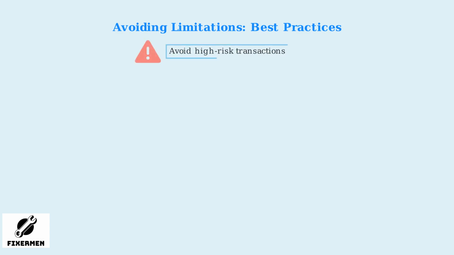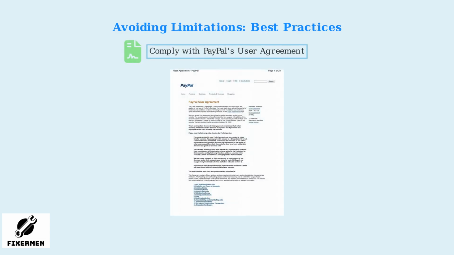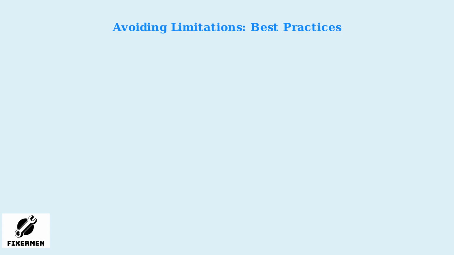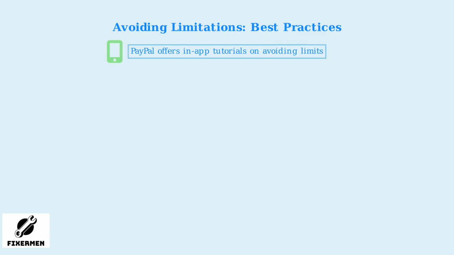Fourth, avoid high-risk transactions such as those involving cryptocurrency or international transfers without proper verification. Fifth, comply with PayPal's user agreement by following all rules and guidelines to prevent violations. PayPal now offers in-app tutorials on avoiding limits, reflecting a shift from punitive to preventive approaches.